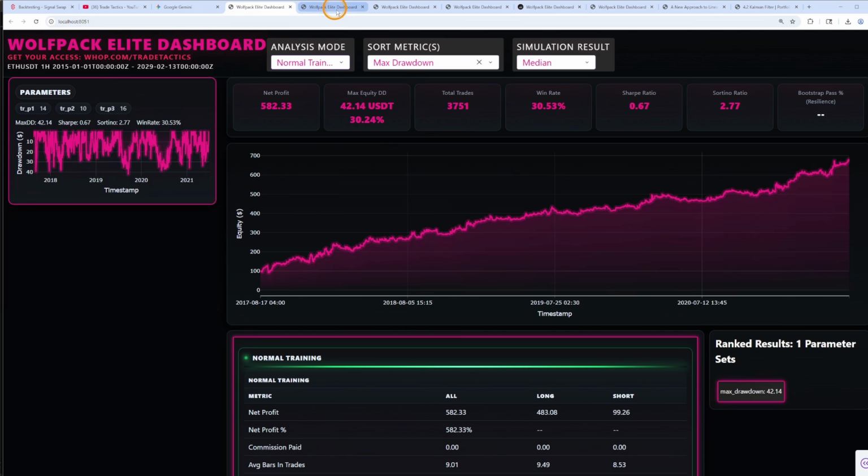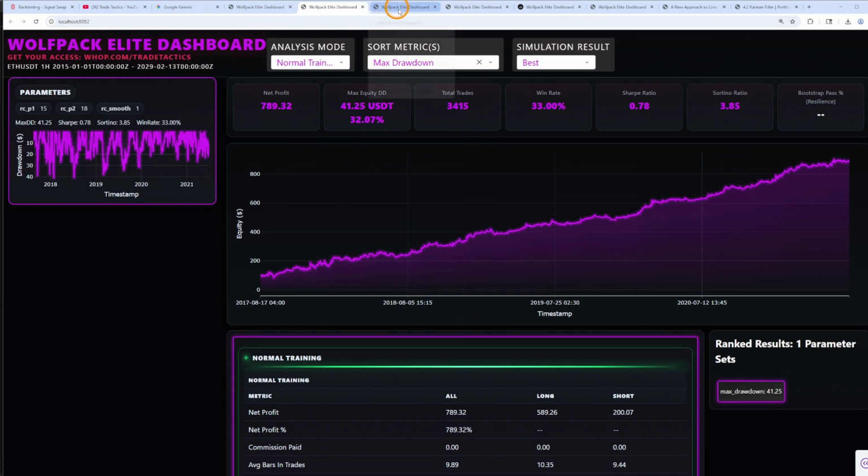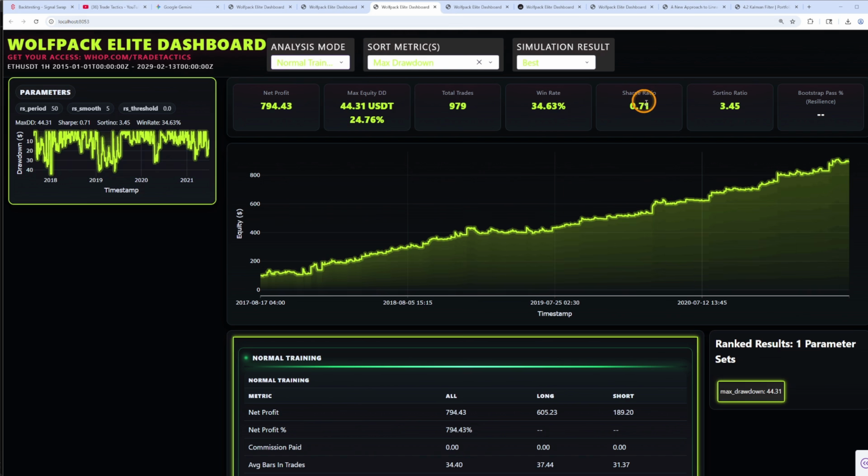I have a couple here: 30% drawdown, 32%, Sharpe ratio 0.8 is pretty good. Sharpe ratio 0.7. So we're getting there. And this one is really interesting as well: 24% drawdown, 0.7 Sharpe ratio.